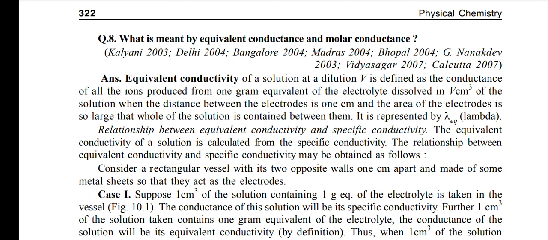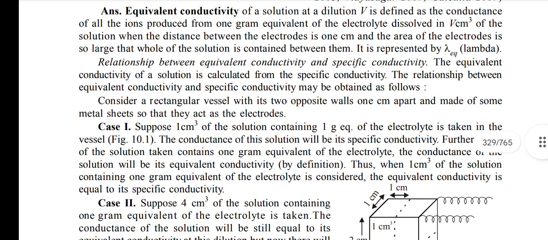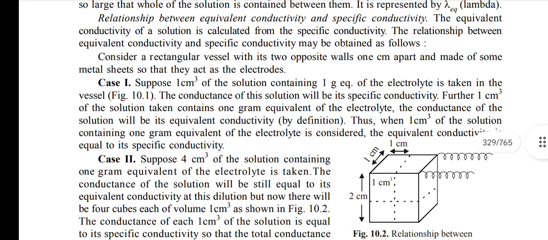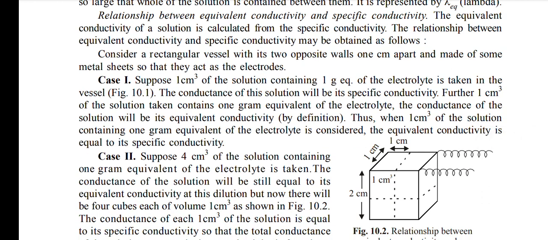Relationship between equivalent conductivity and specific conductivity. The equivalent conductivity of a solution is calculated from the specific conductivity. The relation between them may be obtained as follows. Consider a rectangular vessel with two opposite walls 1 centimeter apart and made of some metal sheet so that they act as the electrodes.